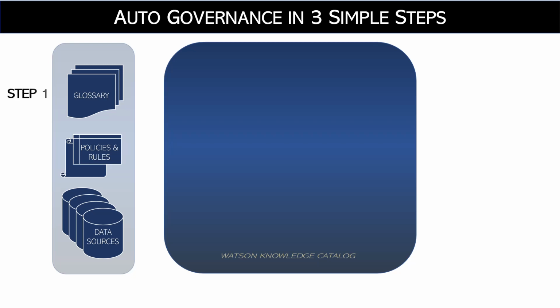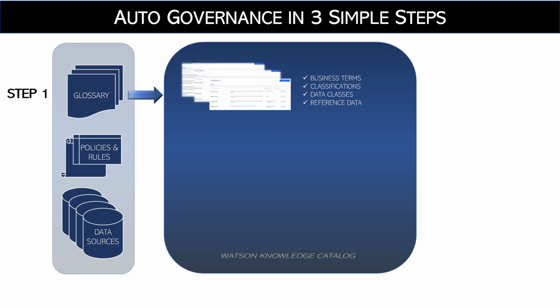In step one, the business glossary is ingested into the system. Now, this business glossary typically consists of things like business terms, classifications, data classes, and reference data. Business terms identifies the business entity. It standardizes the name of the business entity or the attribute and generally maps to a column name in a particular table. Classifications of data generally signifies the confidentiality of the data and may have different classes like PII or sensitive or classified or confidential or secret or whatever the case may be.